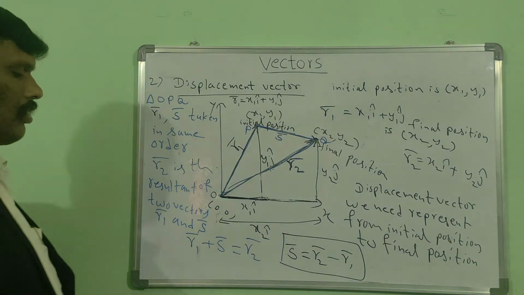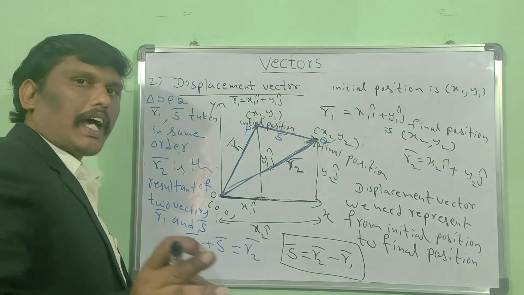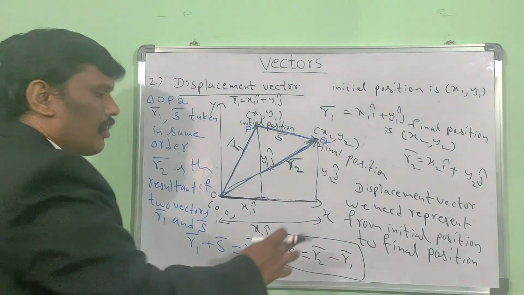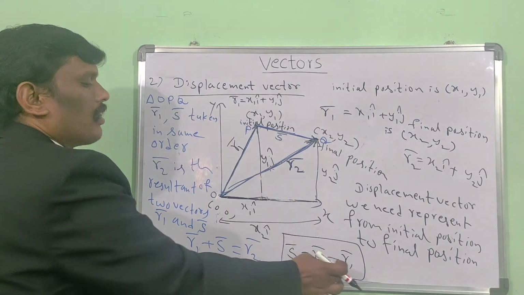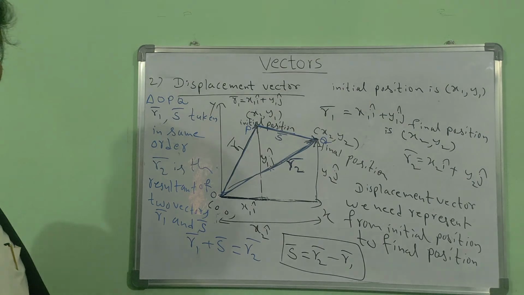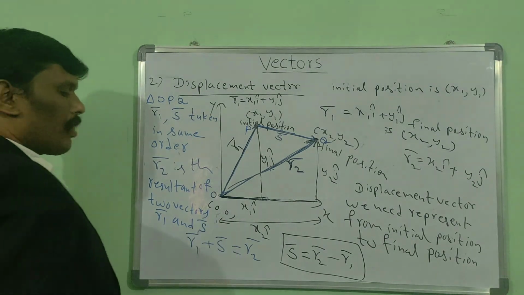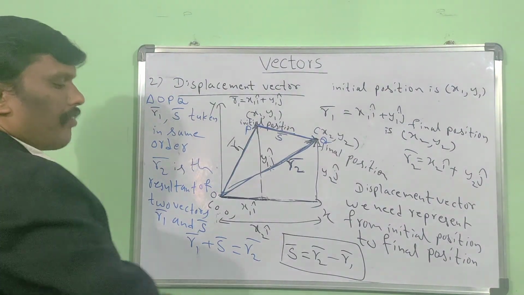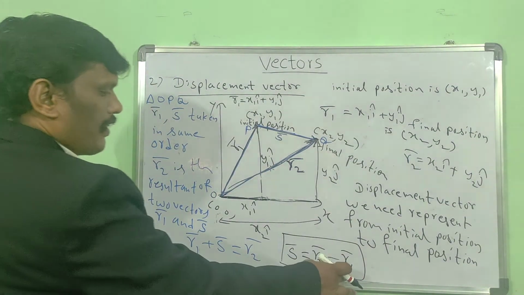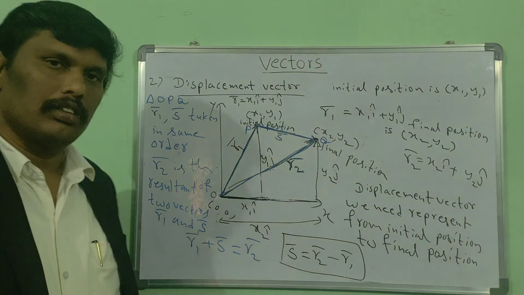My dear student, in any problem where you need to calculate displacement vector, simply remember this simple trick: final position vector minus initial position vector. That's all. It will give the displacement vector. In any problem, to calculate displacement vector, what is the formula we need to use? Final position vector minus initial position vector. That's all. This will give the displacement vector.